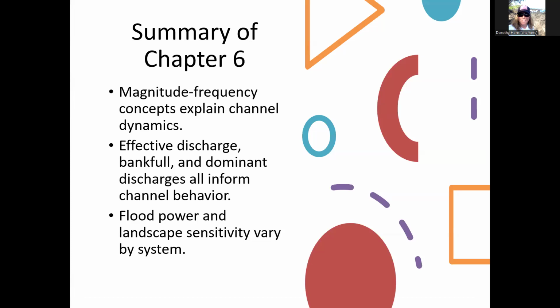Okay, so I want you to think about this. Magnitude versus frequency really explain channel dynamics, meaning the more frequent, longer term ones are really the ones that change things morphologically. Okay. Effective discharge, bankfull, and dominant discharges. You need to know what those mean and how they inform channel behavior and changes. You need to know what flood power is and how the landscape around it can be sensitive based on the system and how that can change. All right.